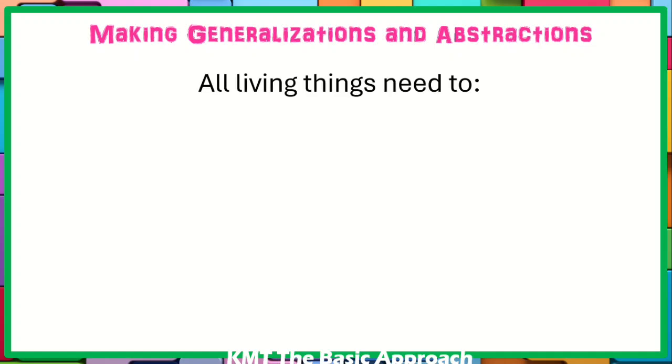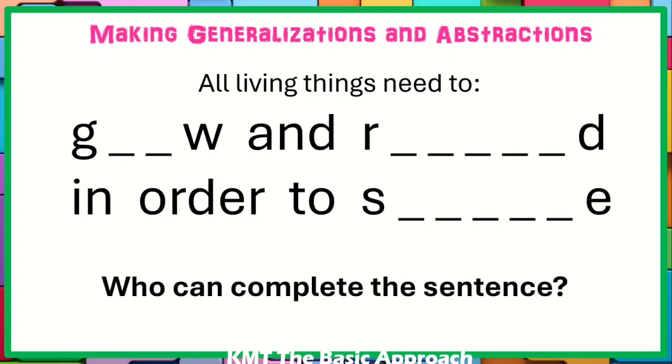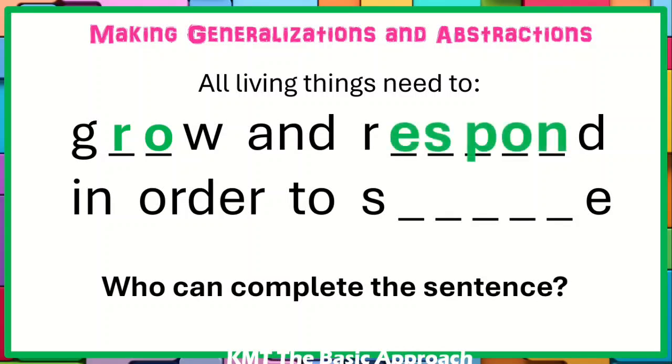Making generalizations and abstractions. All living things need to. Who can complete the sentence? Very good. All living things need to grow and respond in order to survive.